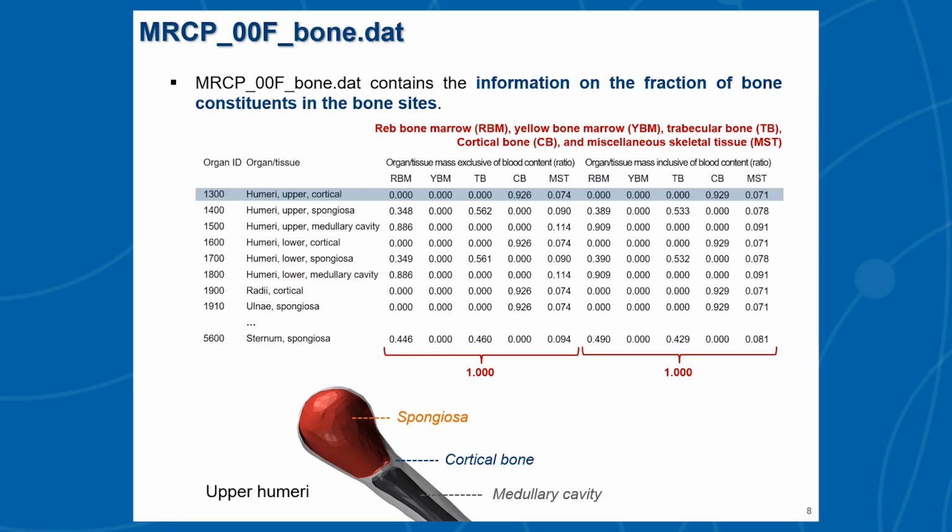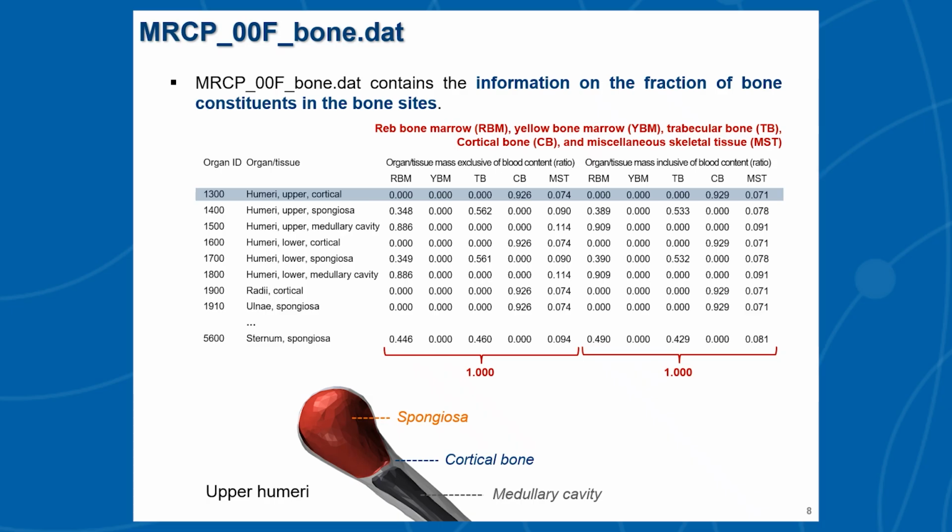The next is the bone file. For the pediatric MRCPs, the bones consist of 3 regions, the cortical bone, spongiosa, and medullary cavity, which are the homogeneous mixtures of red bone marrow, yellow bone marrow, trabecular bone, cortical bone, and miscellaneous skeletal tissues. The bone file contains the fraction of bone tissues in each region for each bone site.